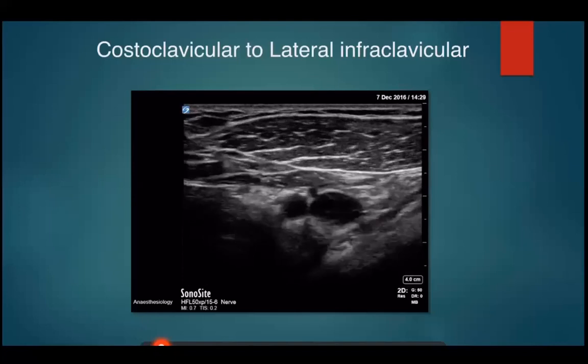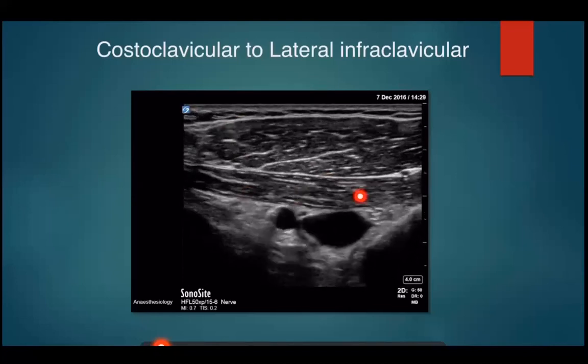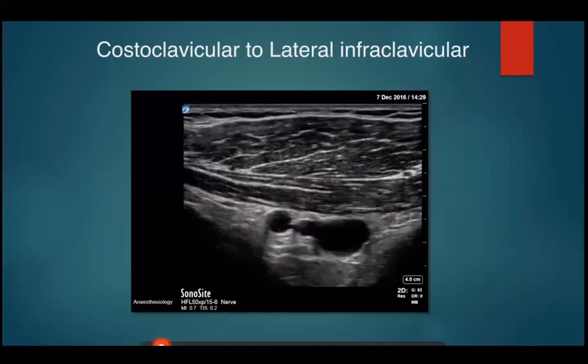So now you can see the pectoralis major muscle, the pectoralis minor muscle, and the axillary artery being surrounded by the neural elements of the brachial plexus. So this is the lateral infraclavicular fossa.